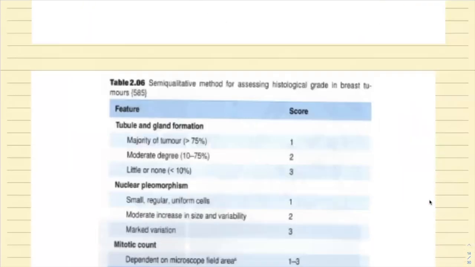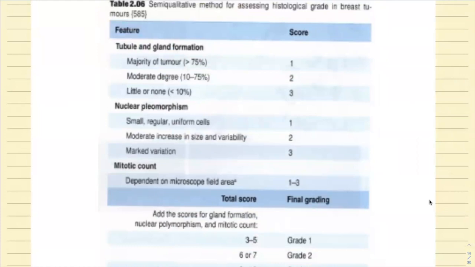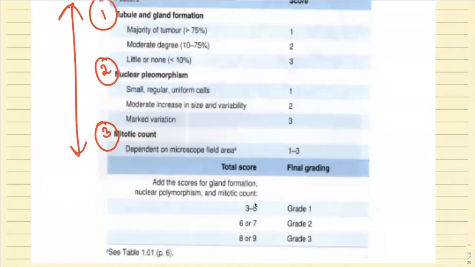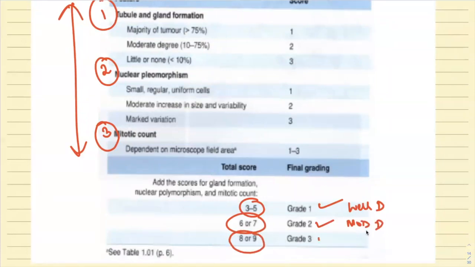Okay. So we are going to see what are the components. You don't have to remember all the scoring, just remember what are the things that we are using histologically for grading. So very important, one is tubule and gland formation, nuclear pleomorphism, and mitotic count. Taking this into consideration, we have a particular score, and depending upon the final score, if the score is between 3 to 5, it is a grade 1 tumor, also called well differentiated breast carcinoma. If the score is 6 to 7, it is grade 2, moderately differentiated breast carcinoma. If the score is 8 or 9, it is grade 3, poorly differentiated breast carcinoma.